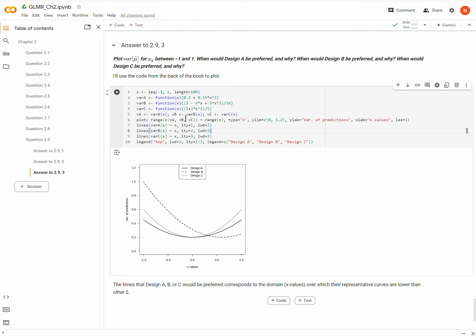And then we're asked, when would each design be preferred? Well, a design would be preferred, all else being equal, when its variance is lower than the other 2. So for instance, between values, let's say, of 0 and -1, design A would be preferred because it has the lowest variance. But for higher values of x, say about 0.25 and up, B would be preferred. Notice that C is probably never preferred because when it's at its lowest, it might only be preferred around 0, I guess, but it's always above or apparently equal to. I'm sure that we could solve that analytically, but C is probably never preferred.